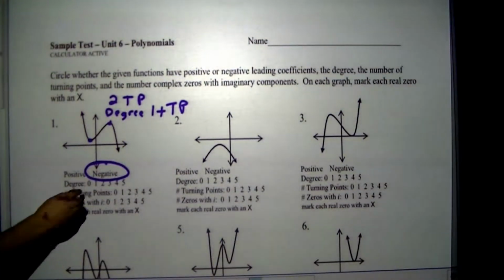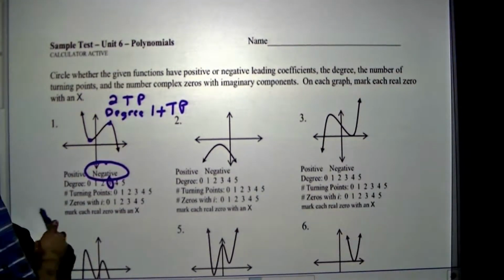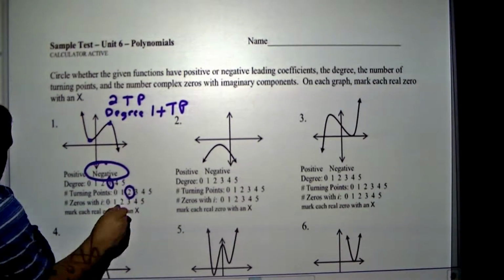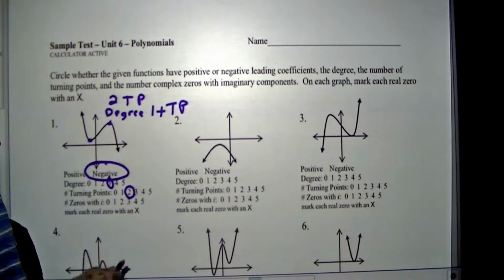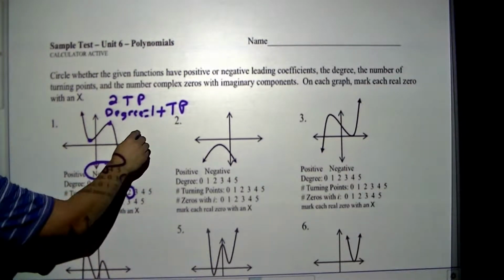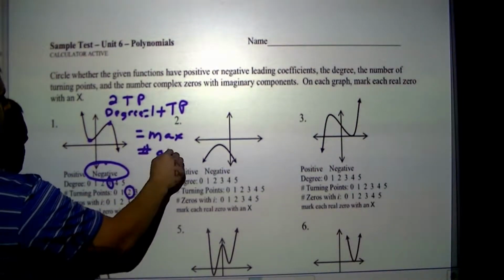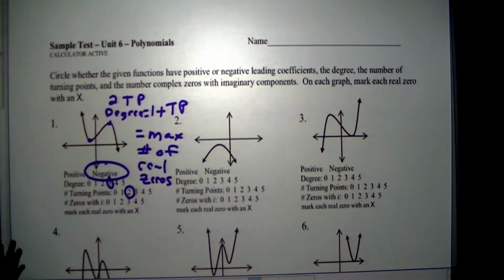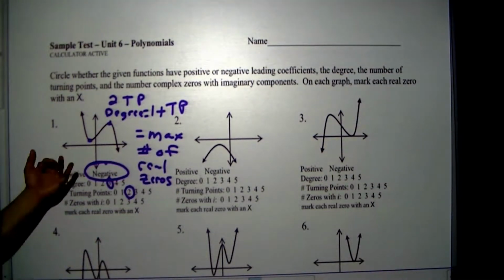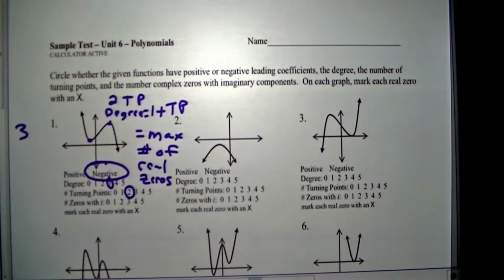So in this case, this is degree 3. That's degree 3. We already talked about the turn points. There's going to be 2 turn points there. Also, the degree equals 1 plus the turn points. The degree also equals the max number of real zeros. That doesn't mean you're always going to have that, but you could have a maximum of that. So in this case, the degree is 3.